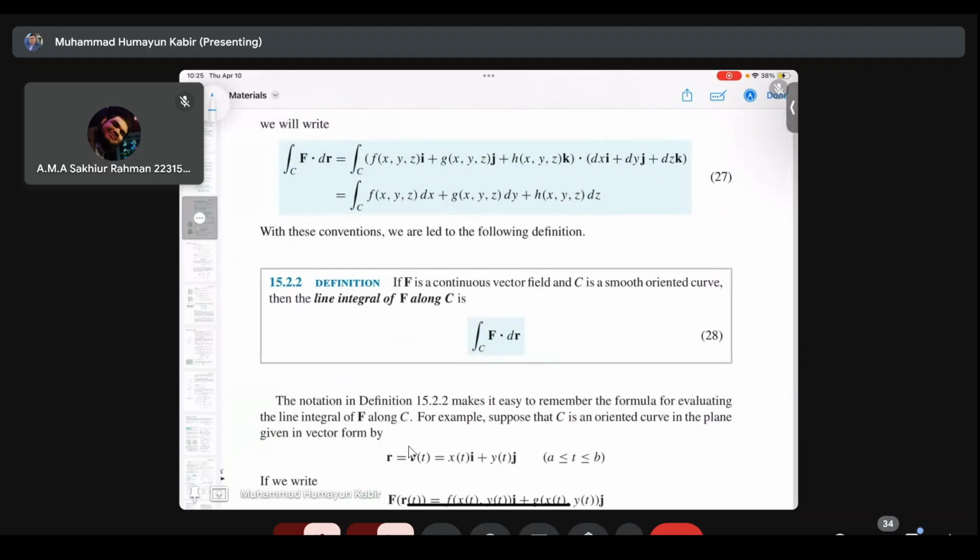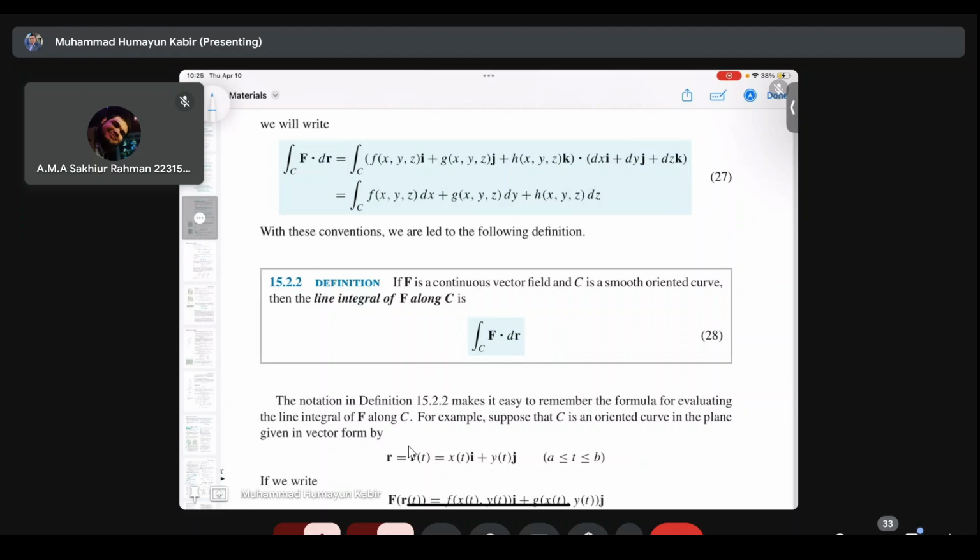In terms of vector valued functions, how can we define a line integral, or what is the structure of the line integral? Look here. If capital F is a vector valued function, or vector field, a continuous vector field, and C is a smooth oriented curve.